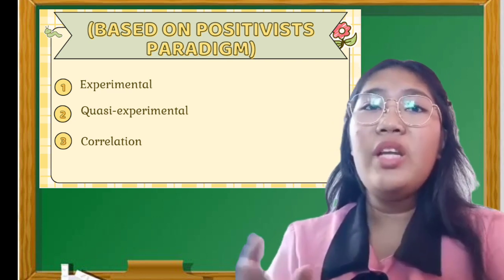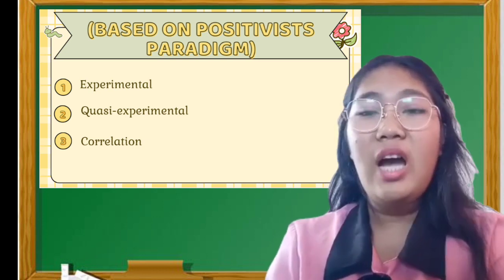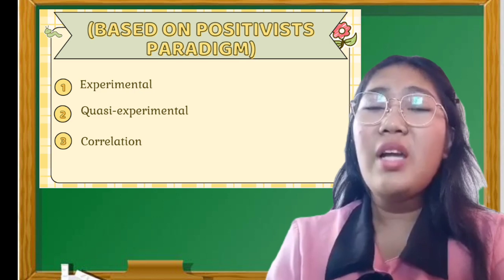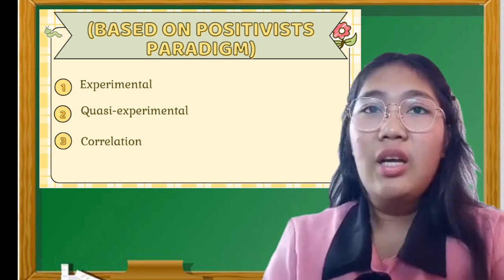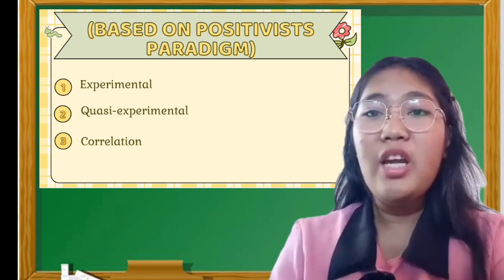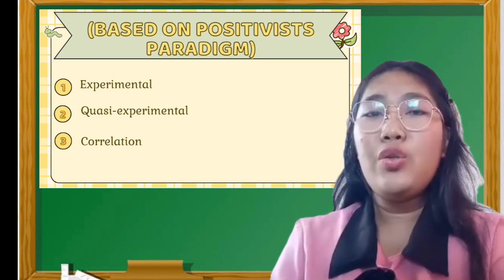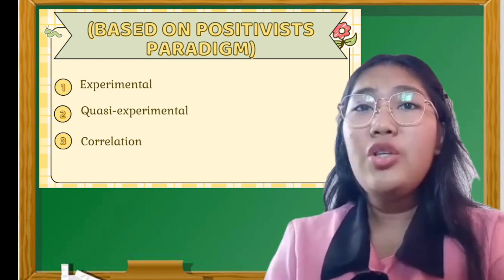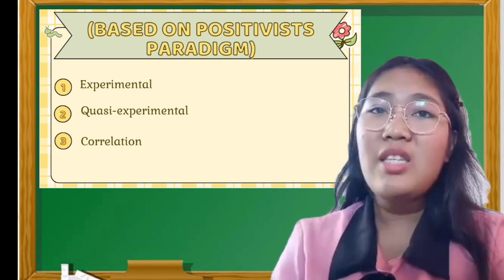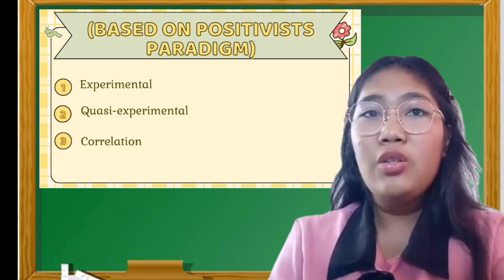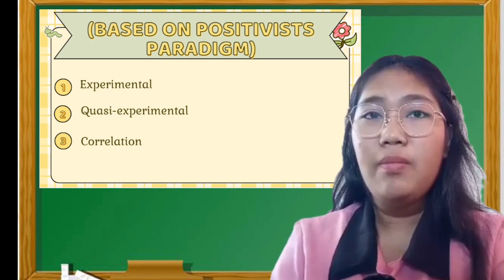Quasi-experimental. Within the positivist paradigm, which emphasizes objectivity and experimentation, quasi-experimental designs aim to investigate cause and effect relationships in education while lacking the full control of a true experiment due to real-world constraints. This design analyzes existing groups or situations to assess the impact of an intervention.